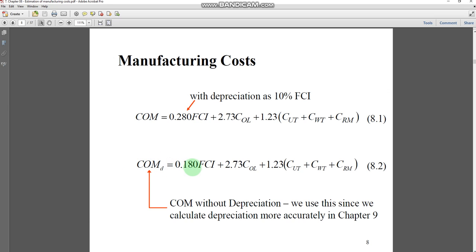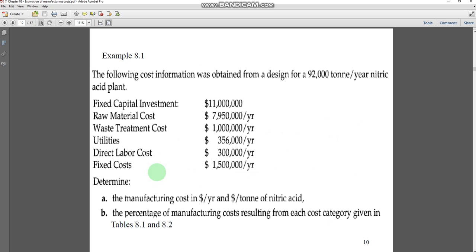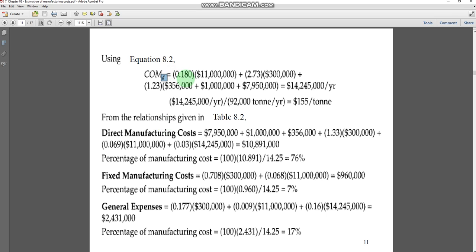Cost of manufacturing equals 0.180 FCI, which is the fixed capital investment. Then we can have 2.73 times the cost of labor, and then utilities, waste treatment, and raw material. So we can use this equation to get the value for the cost of manufacturing. So this one, 0.180 times the fixed capital investment. So we have the value for the fixed capital investment.